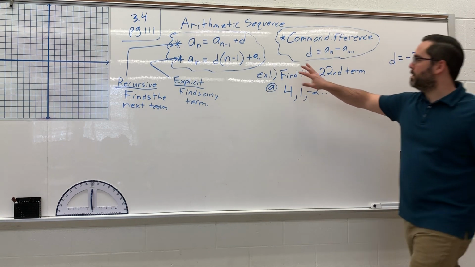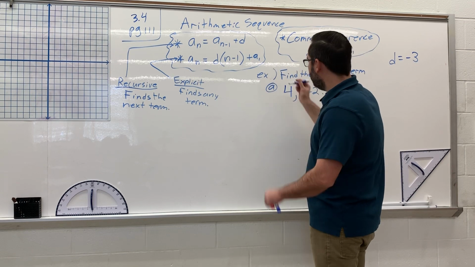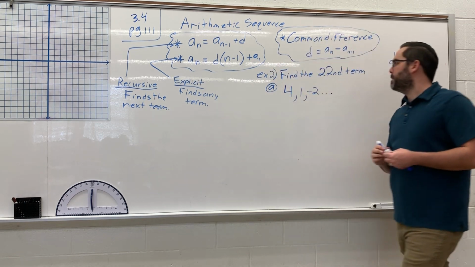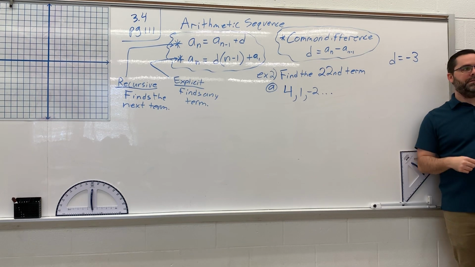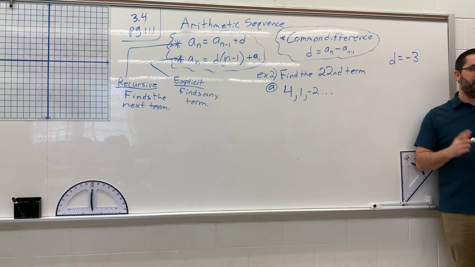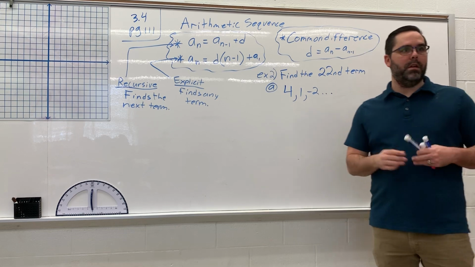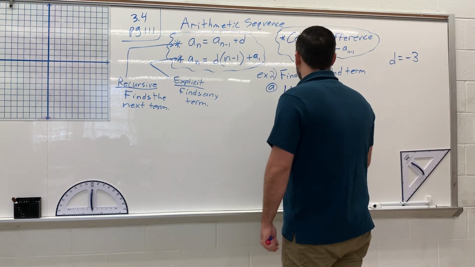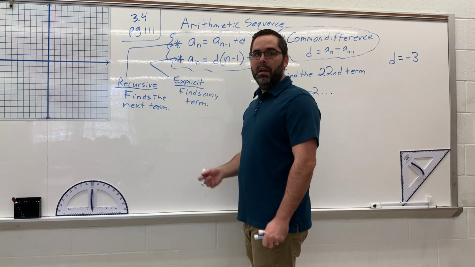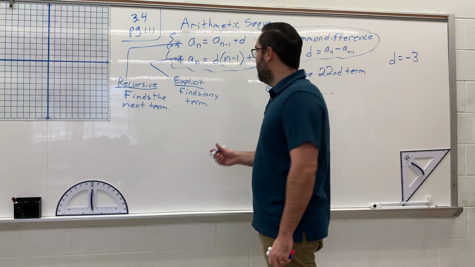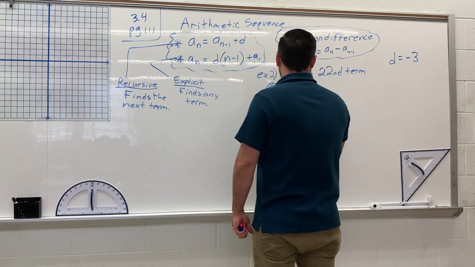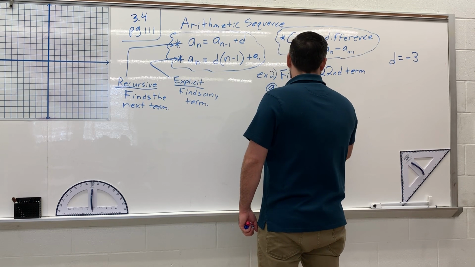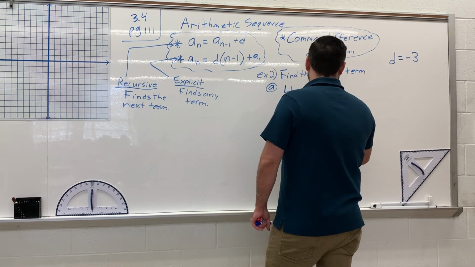I'm sorry, this is example 2. Okay. So we're finding the 22nd term of this sequence. The first thing you're going to do with the formula is write the formula down how it's supposed to be written. So this is the explicit formula. It finds any term in a sequence. So write down the formula. A sub n equals the common difference times n minus 1 plus a sub 1.